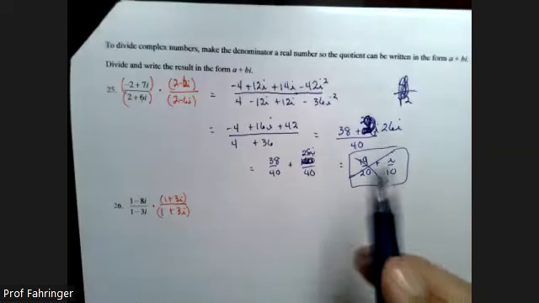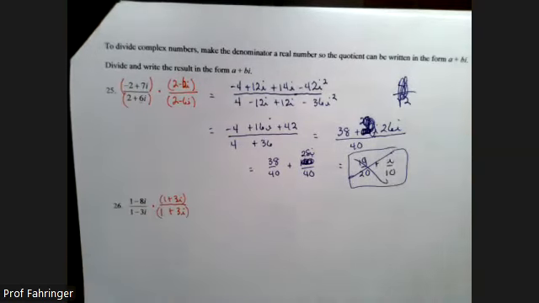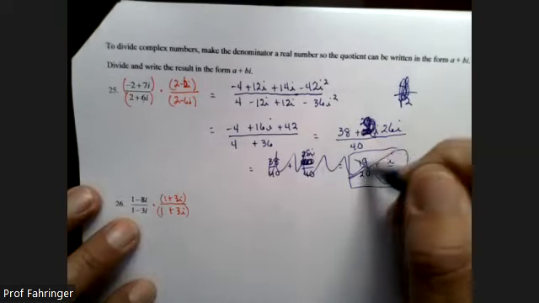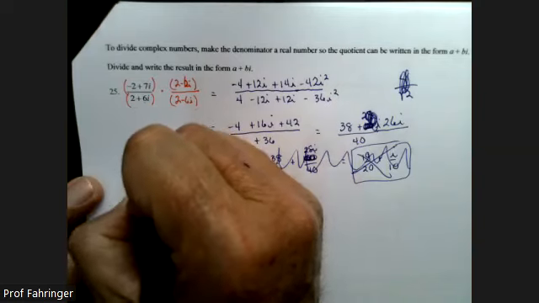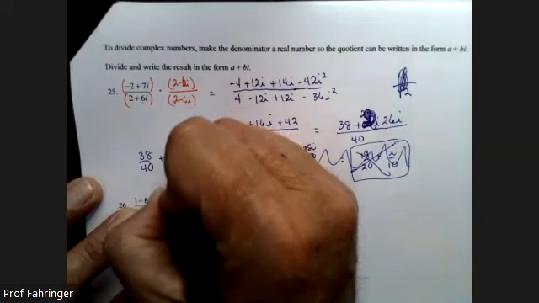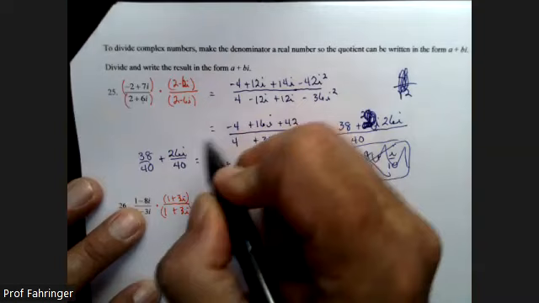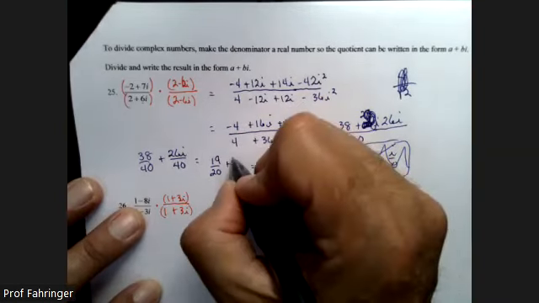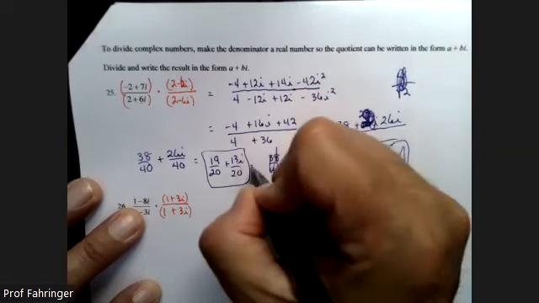All right, so we're there, right? 38 plus 26i. Goodness gracious. Yeah, I know, I got jinxed somehow. So let's not look at any of that. 38 over 40 plus 26i over 40. Oh my goodness. Divide both of those by 2. Divide top and bottom by 2. 13i over 20. Oh my goodness.